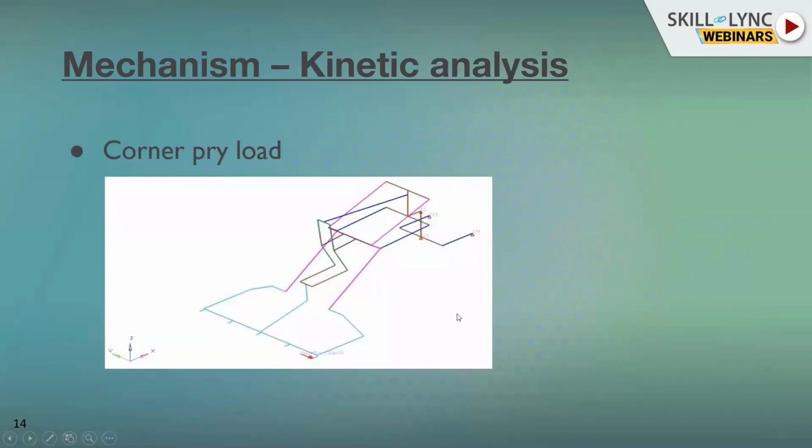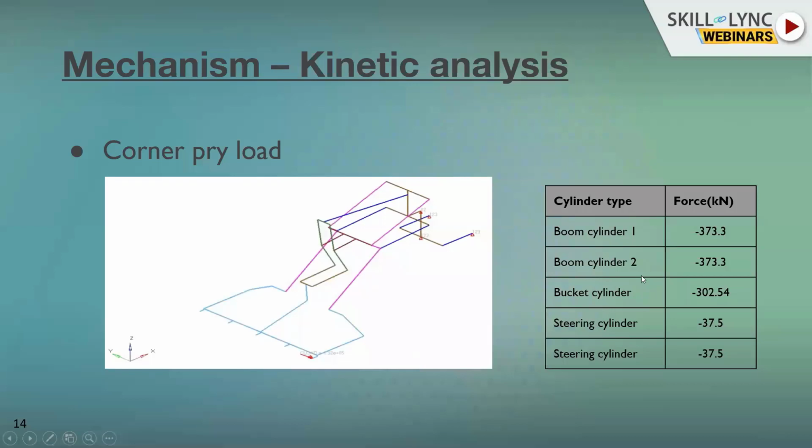Now let's look at one of the lateral loads. So here is a corner pry load where, in addition to these X and Z forces, there would be a lateral force also getting applied. So here we see that because there's a lateral component of force coming in, that would cause a moment being produced about the Z axis. So in order to counter that and to keep the system in static equilibrium, we'll have steering cylinder forces coming, and as expected, they are equal. So this is how the force in the steering cylinder balances out the moment being produced by the lateral component of the corner pry load.